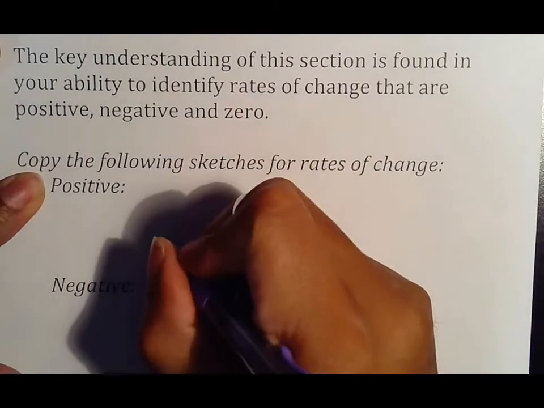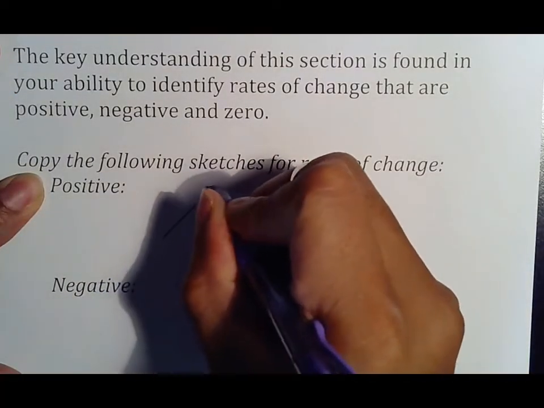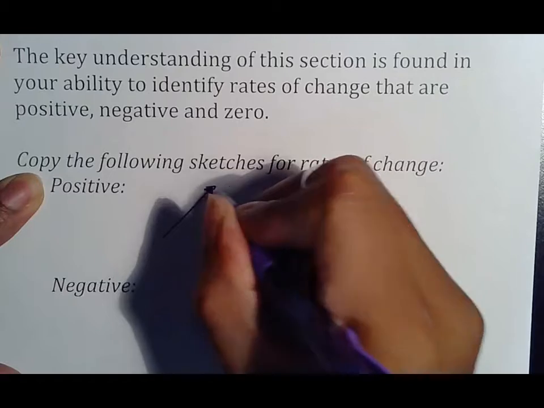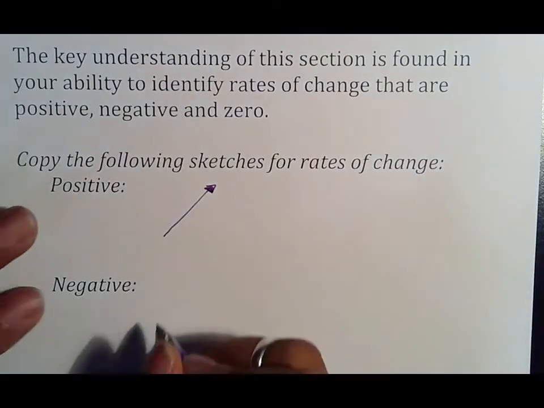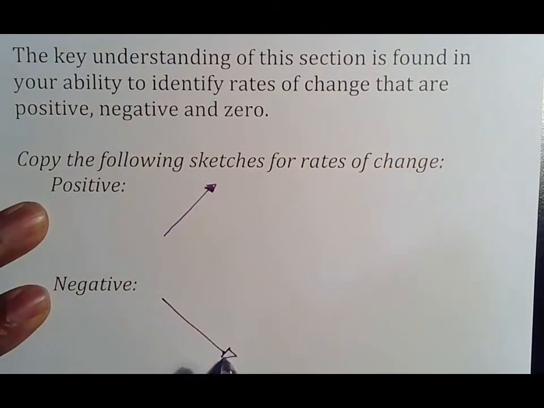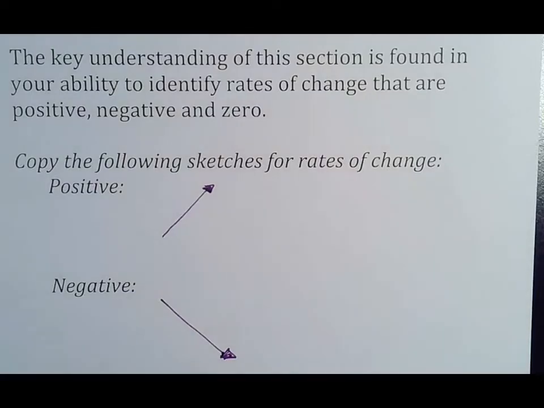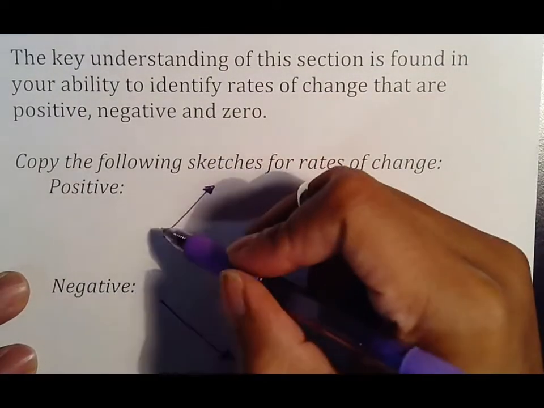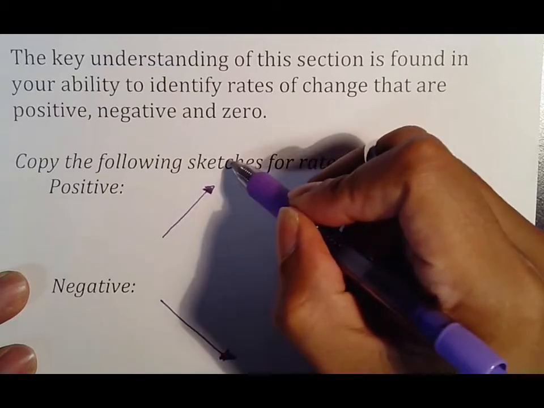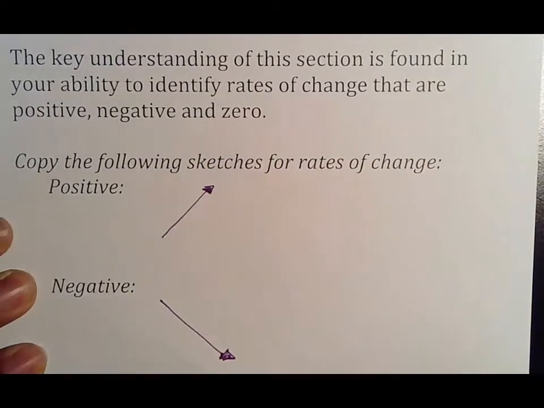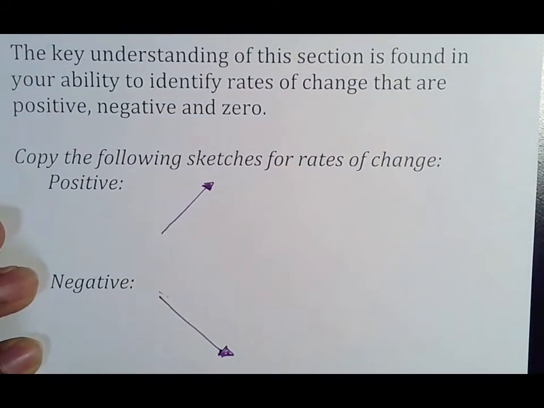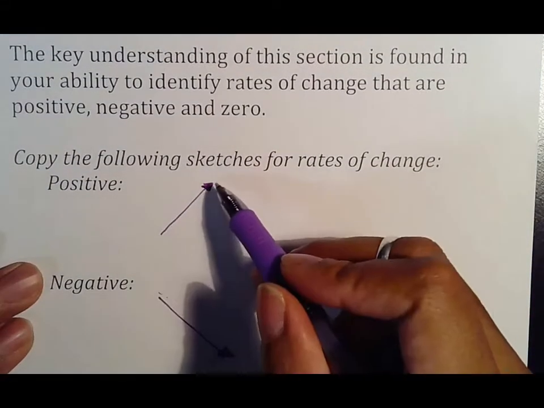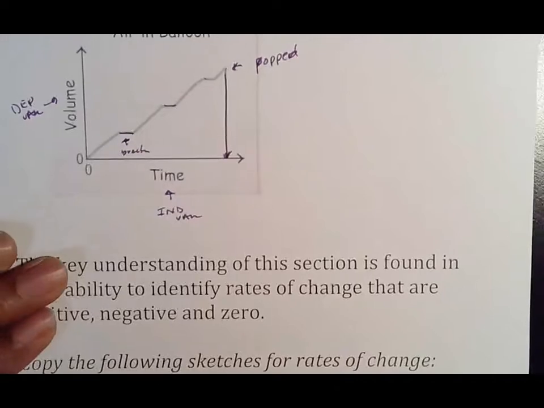Positive rate of change is this. Negative rate of change is this. A way you can tell that it's positive is because if you wrote your name on this line, my name would go in an upward direction. That is positive. It's moving up. If I wrote my name on this line, it's going down, which makes it a negative rate of change. So if it is going this way, it's positive. This way is negative.